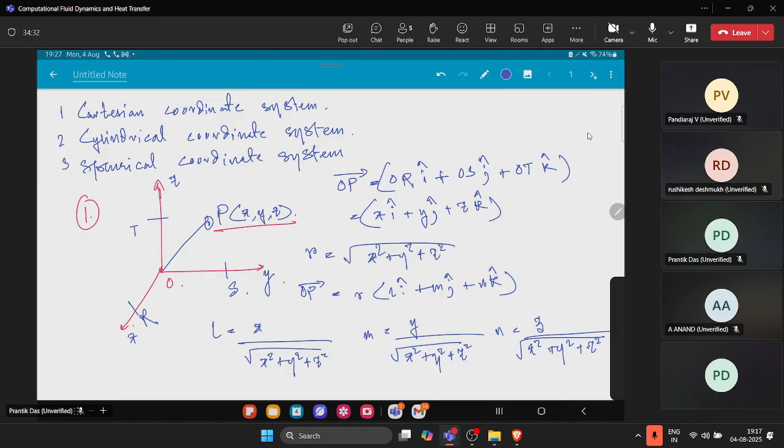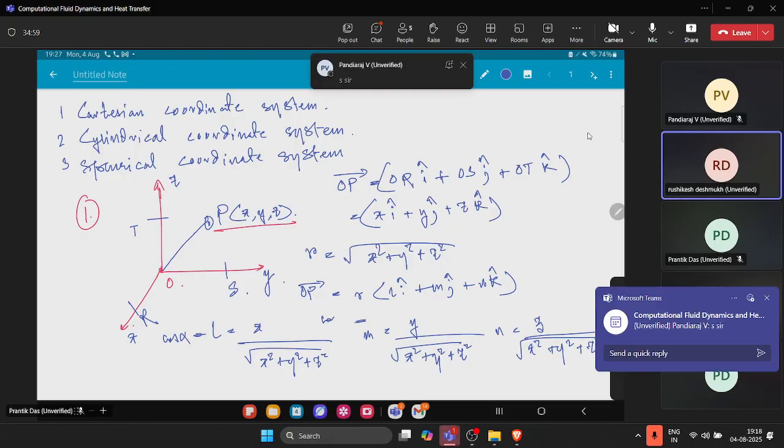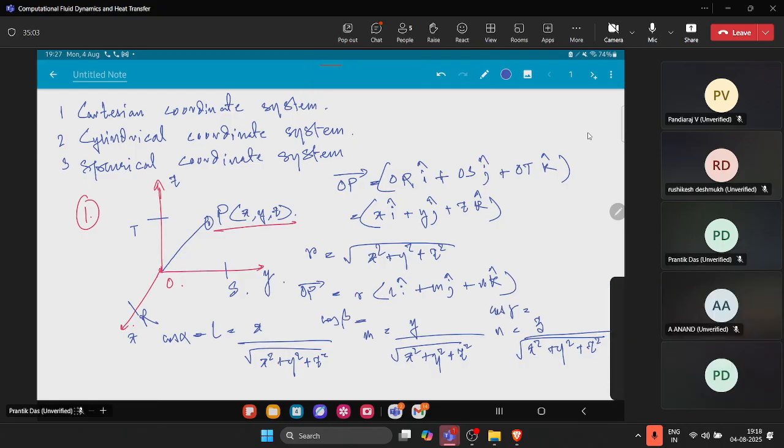These are the cosines of the angles this OP vector makes with the x-axis, y-axis, and z-axis. Is this part clear to all of you? This is cos alpha, this is cos beta, and this is cos gamma.